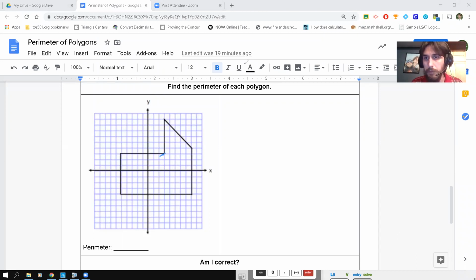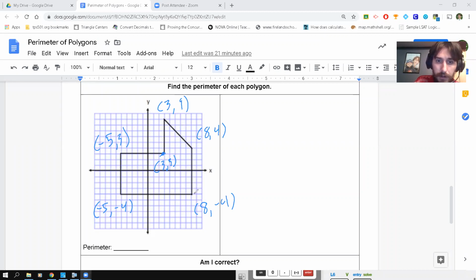Okay, so see if you can find the perimeter of this polygon with points (3, 3), (3, 9), (8, 4), (8, -4), (-5, -4), (-5, 3). Go ahead and pause your video right now and see if you can find that, and then I'll post the answer in 5, 4, 3, 2, 1.